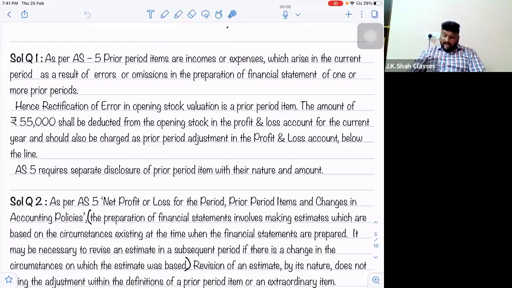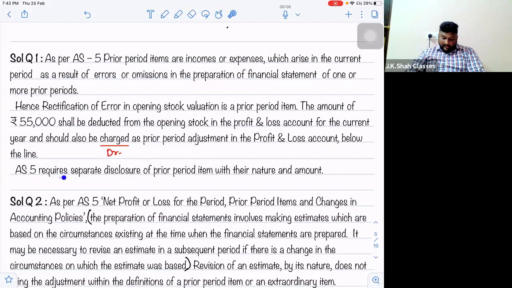Definitely yes. The amount of 55,000 shall be deducted from the opening stock in the profit and loss account for the current year and should also be charged. Charged means debited. Charged means debited as a prior period adjustment in the profit and loss account below the line. Below the line means shown separately. I have already shown you the P&L account. Below line item means first you calculate your profit before taxes, and then you will adjust the prior period items. So that is called below line items.